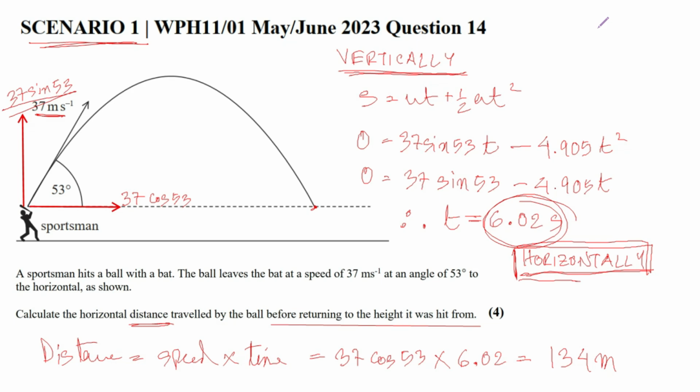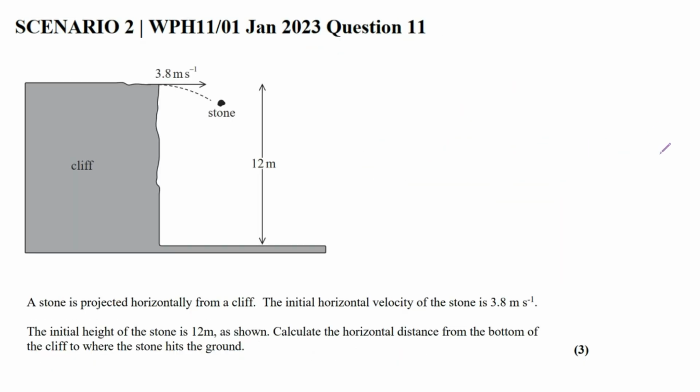Now, let's move on to scenario 2. This question is from Jan 23, question 11. Let's recall what we had initially seen about scenario 2. In scenario 2, the projectile is launched from a height but horizontally. And always remember, the horizontal velocity in projectile motion always remains constant. So the initial horizontal velocity is 3.8. Guess what? The very final horizontal velocity would also be 3.8. But since it was launched horizontally, it did not have any initial vertical motion. So the initial vertical velocity is zero. That's one of the key features of scenario 2.